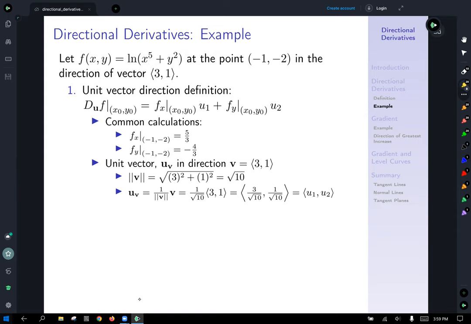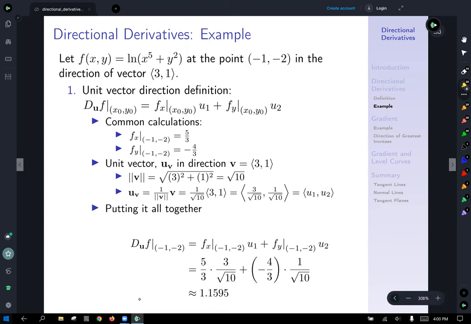And then we need to scale vector v down to unit length, as we know how to do, by multiplying by 1 over the magnitude of v, and then we see that we get vector u sub v being 3 over root 10 and 1 over root 10 for the x and y components respectively, or u1 and u2 in our equation. Then as usual, it becomes a game of substitution. We go ahead and get our partials slapped in there. And then we go ahead and input our unit vector components.